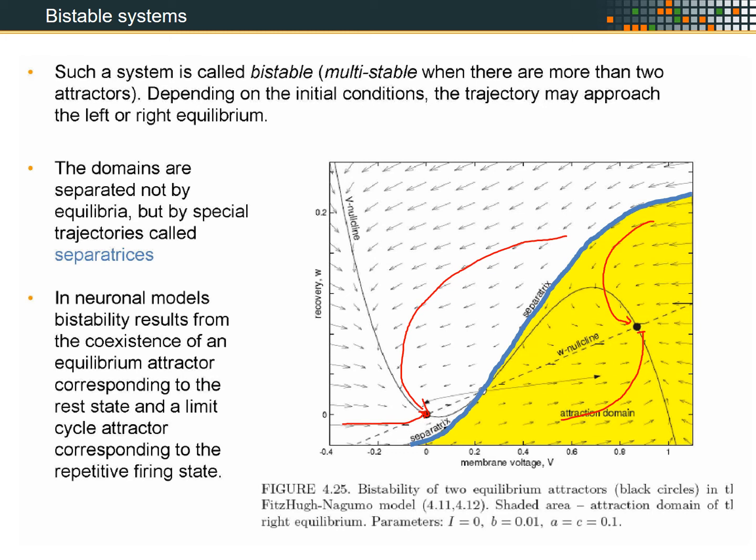So in neural models, this bistability results from the coexistence of an equilibrium attractor corresponding to the rest state, left, and for example a limit cycle or an attractor that is on the right-hand side. Usually we have on the right-hand side a limit cycle, that essentially means that we have a system that would undergo repetitive firing. So that means we have a neuron that can either be at rest if it's on the left-hand side, or it can be on the right and then it's actually firing in a periodic fashion.